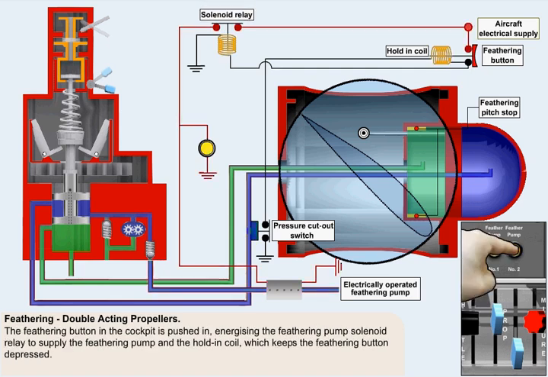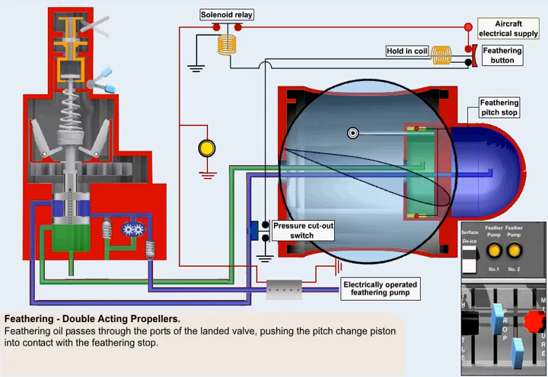The feathering button in the cockpit is pushed in, energizing the feathering pump solenoid relay to supply the feathering pump. It also energizes the hold-in coil, which keeps the feathering button depressed for the time being. Feathering oil now passes through the ports of the landed valve, pushing the pitch change piston so that it moves into contact with the feathering stop.